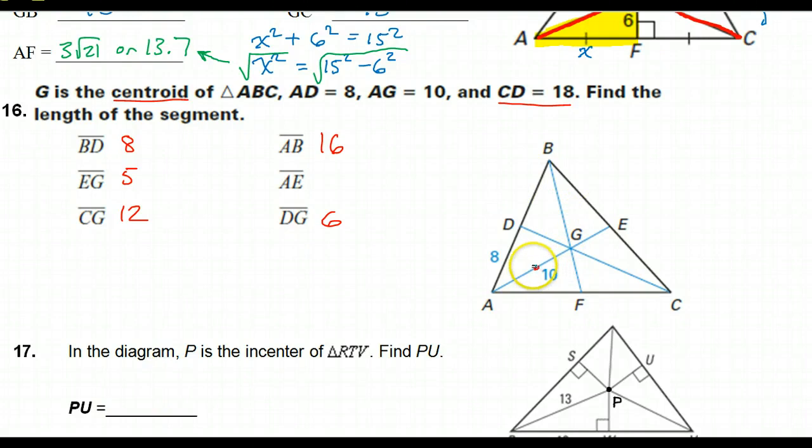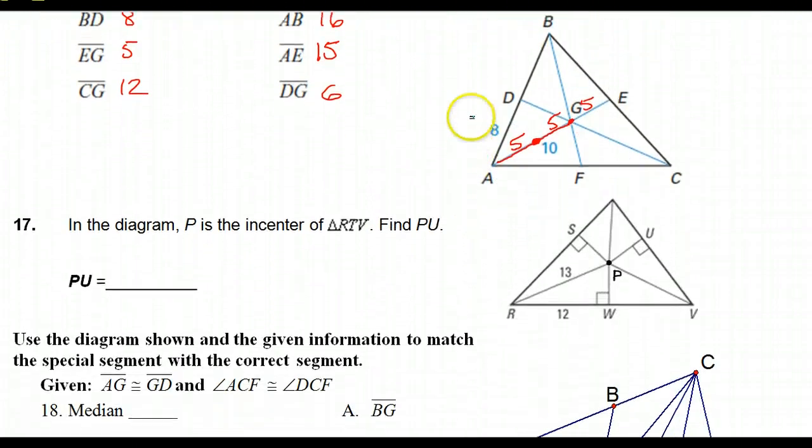All right, I really had this a minute ago. Remember when I split this up into 3 equal parts, and because this was 10, from there to there, then I went ahead and said, well, look, this is going to be 5, 5, and 5. So guess what AE is? 15. Okay, so that is how you do a centroid problem. Just get that back into the front of your brain.